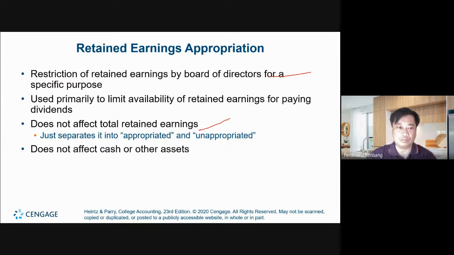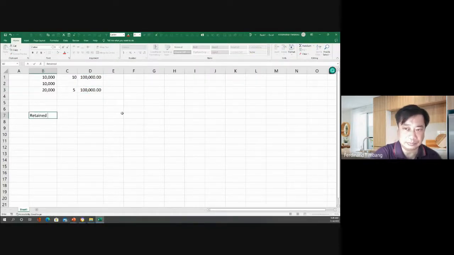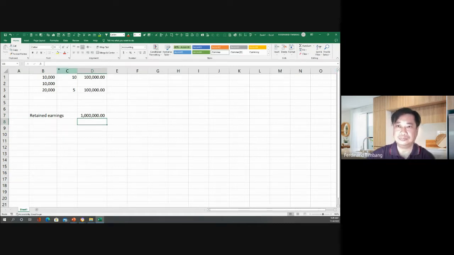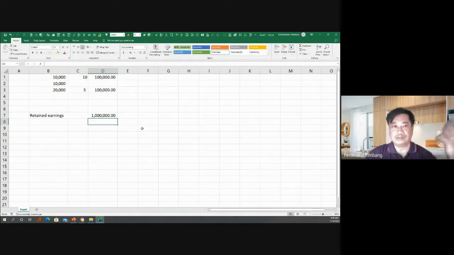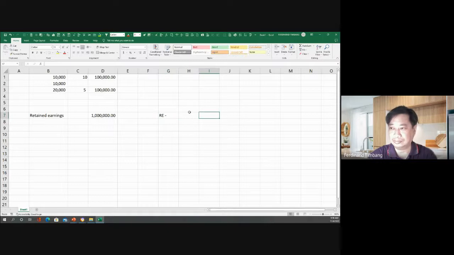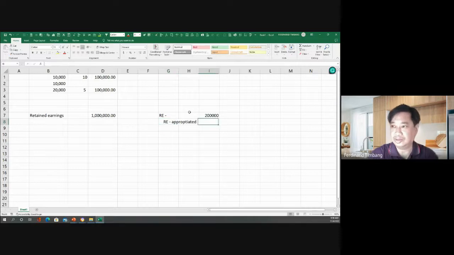Kaya kung limbawang meron tayong retained earnings, for example, kung meron tayong retained earnings dito, let's say retained earnings natin ay 1 billion. So let's say, ganyan. And then let's say we appropriated certain amount for expansion. We will have the retained earnings now debit. Let's say 200,000. And then we will have credit to be for the appropriated. So 200,000.